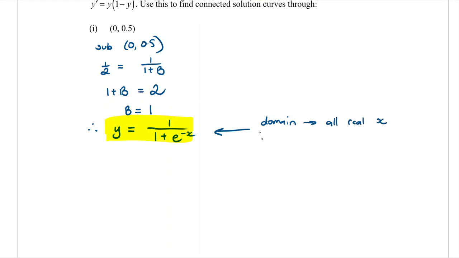What about the range? What possible y values could I get by subbing any x values I want into that? If I were to sub in really small values for x, like negative infinity, we love those ones, negative big numbers, e to the negative negative, so positive, e to the positive infinity is going to be massive, right? Plus 1, still massive. So it's going to be approaching 0.